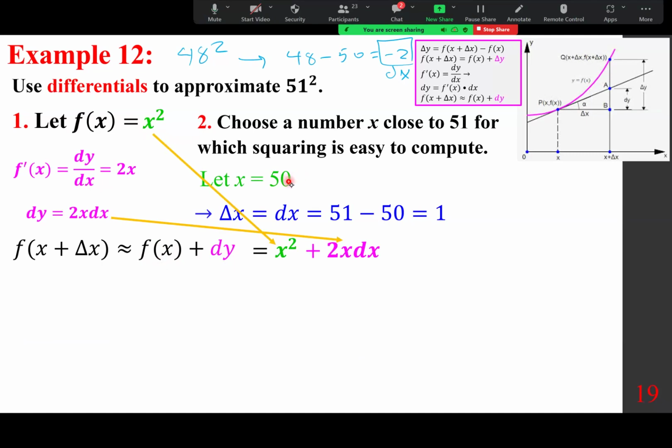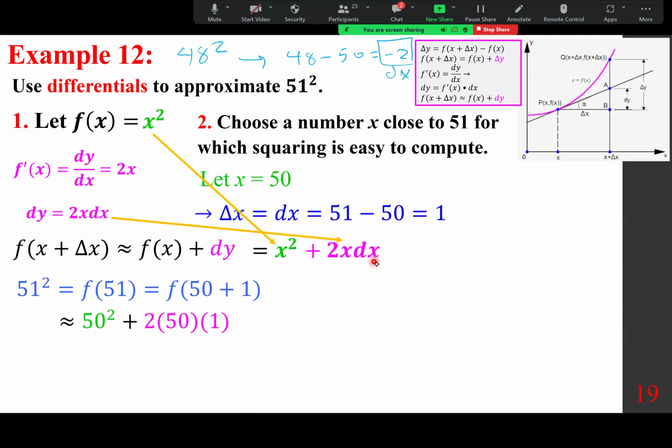So what is x? 50. What is dx or delta x? 1. Plug in. So 51 squared means f of 51, which means f of 50 plus 1. Replace the x with 50, replace the dx with 1. As you can see, this is 100, this is 2500.